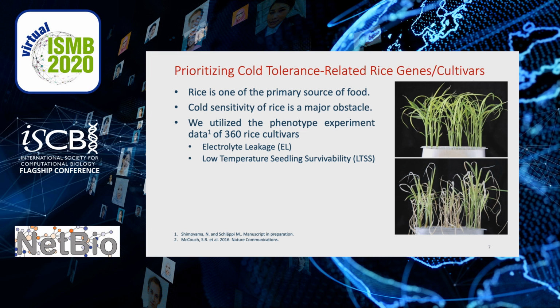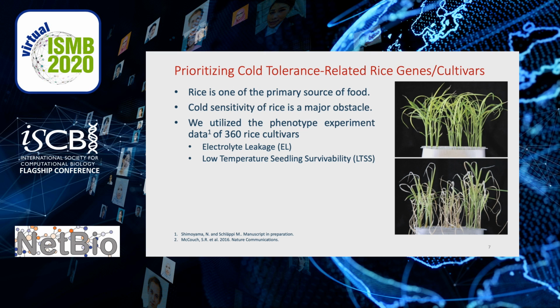We evaluated the performance of PhenoGeneRanker on rice dataset. Rice is one of the primary source foods in the world. Cold sensitivity of rice is a major obstacle, especially in the northern hemisphere of the world. We collaborated with our colleagues from Biological Science Department. We were interested in cold tolerance mechanism of rice in early growth stage. We used the experimental data from samples of 360 rice cultivars. Some of those cultivars are known to be cold tolerant, some are sensitive, and some are intermediate.